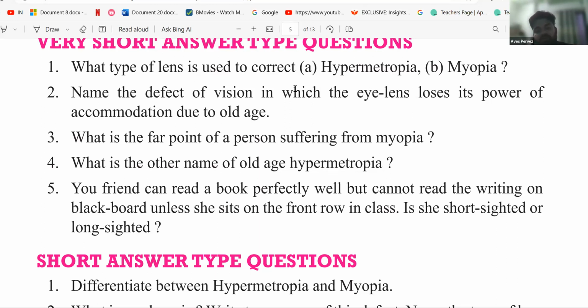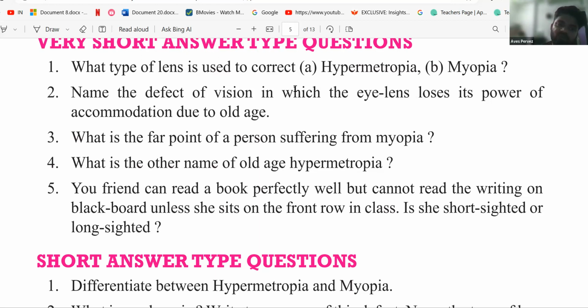What is the far point of a person suffering from myopia? If myopia means short-sighted, he can see the near object but not the far object. So we can say the far point will become less than infinity. Okay, got it? Yes, sir.